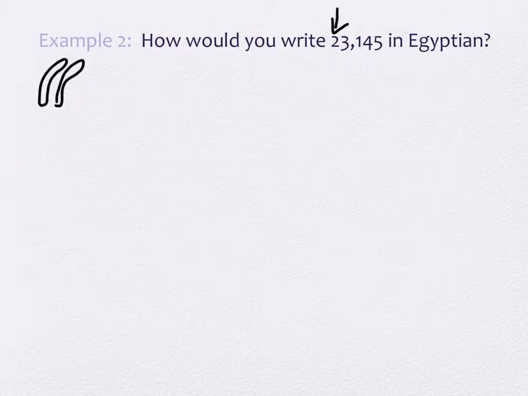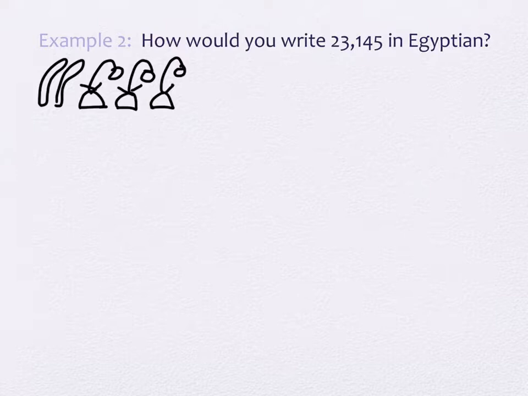How about the 3? That's in the thousands place. What symbol did they use in the thousands place? The lotus flower. And so how many lotus flowers do we need? 3. The 1, what symbol is it in the location for? The 100 symbol, which is the scroll.